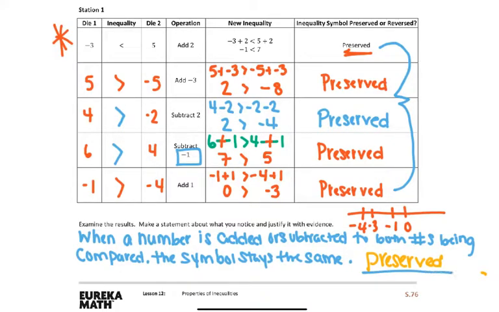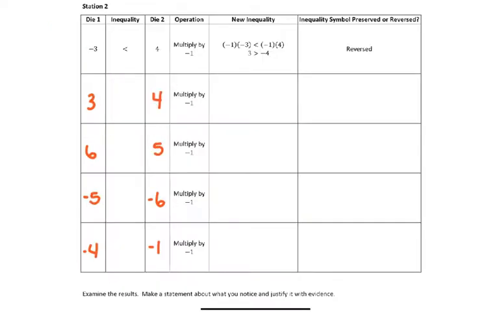So when we are adding or subtracting a number from both sides of our inequality, the inequality symbol is going to stay the same. It's going to be preserved. So that is important information moving forward as we're trying to understand the properties of inequalities. Before I move on to the next station, does anybody have any questions about this one? About anything that I did here? Okay, we'll move on to the next station then.